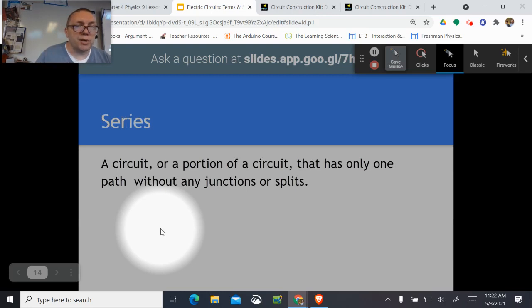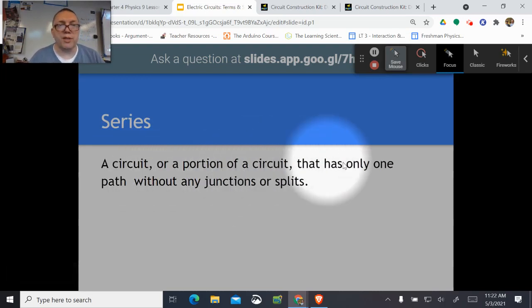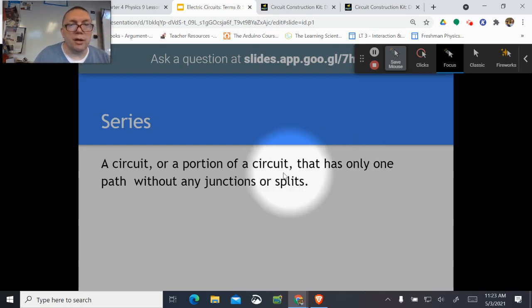Series, this is a new spot. A series circuit is any portion of a circuit that only has one path. So if there's just one path that charges can go through, with no little split and then back to a junction, that's series. If there is a split, then that part's not in series. But if there's no split, if there's only one path, that section is a series circuit.